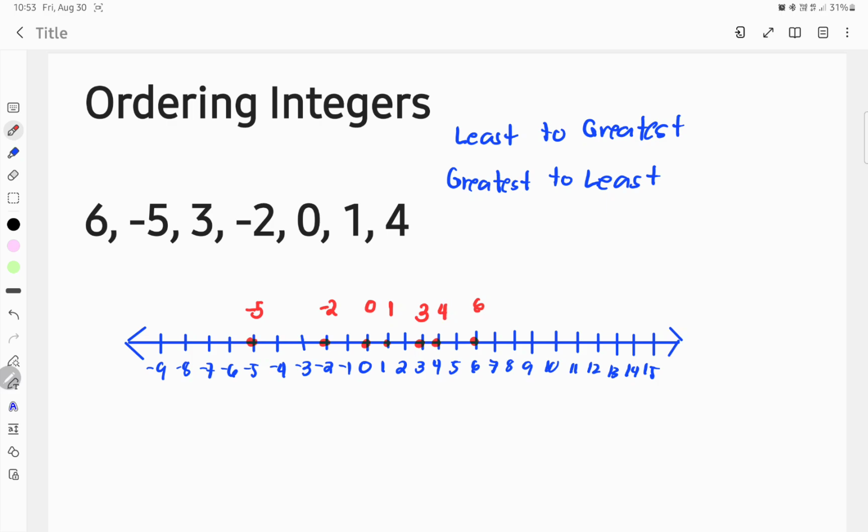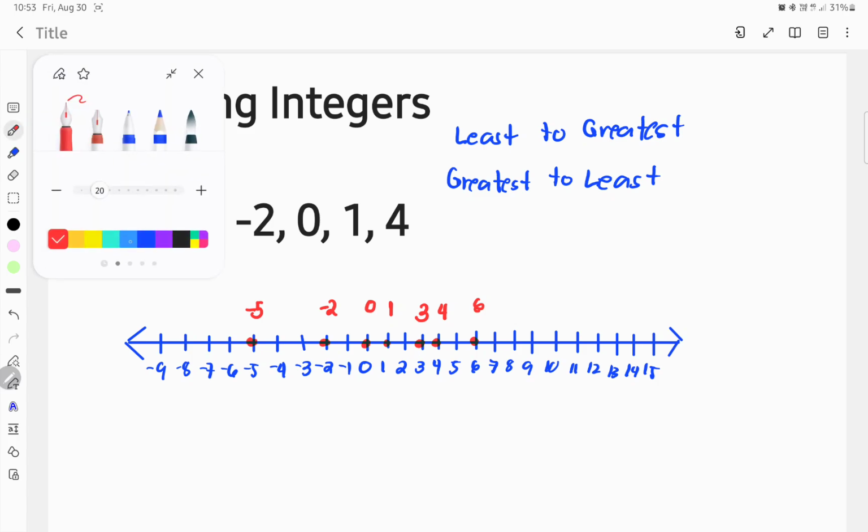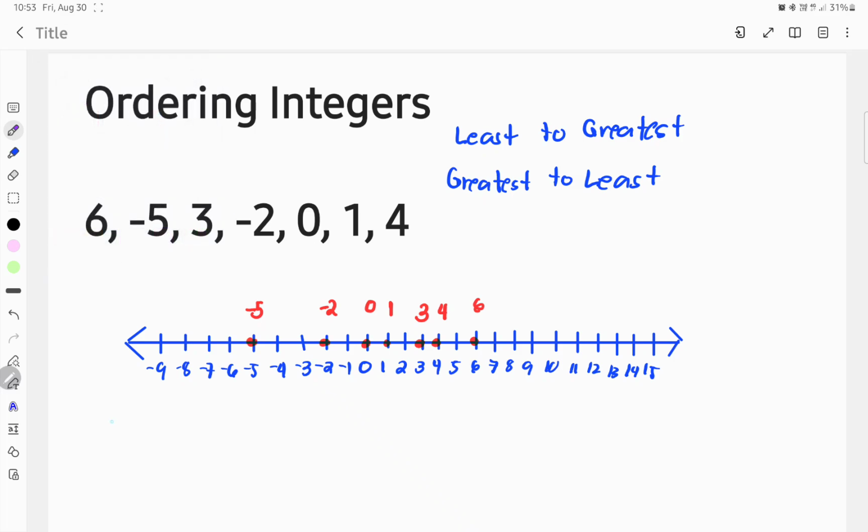So we can now have the ordering. When we order now, because you plotted it or you visualize it, least to greatest. If you plot that in a number line, or if you visualize it even in your imagination, you could say that the least value is negative 5, followed by negative 2, 0, 1, 3, 4, then 6.